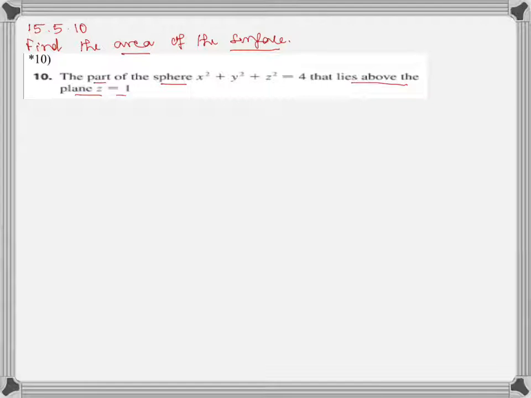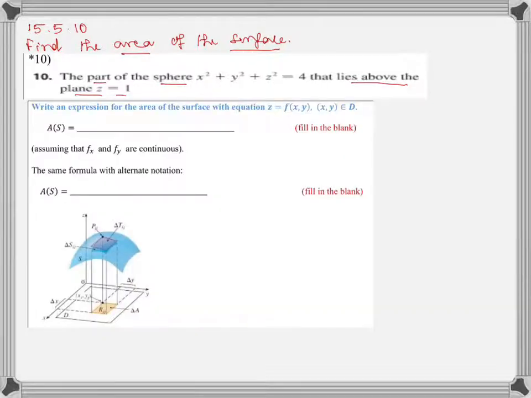So before we get to that, what is the formula for surface area? Write an expression for the area of the surface with equation z equals f of x y, where x y belongs to D. A of S, which is the area of the surface, is given by the double integral over D, square root of the partial derivative of f with respect to x at x y, the whole squared, plus the partial derivative of f with respect to y at x y, the whole squared, plus 1 dA.